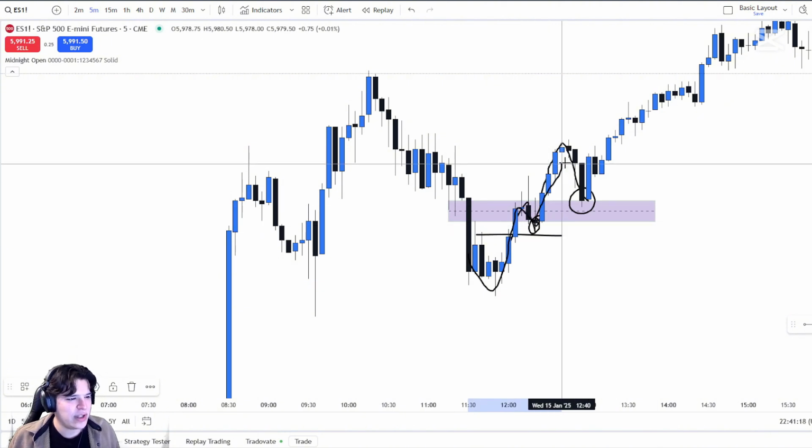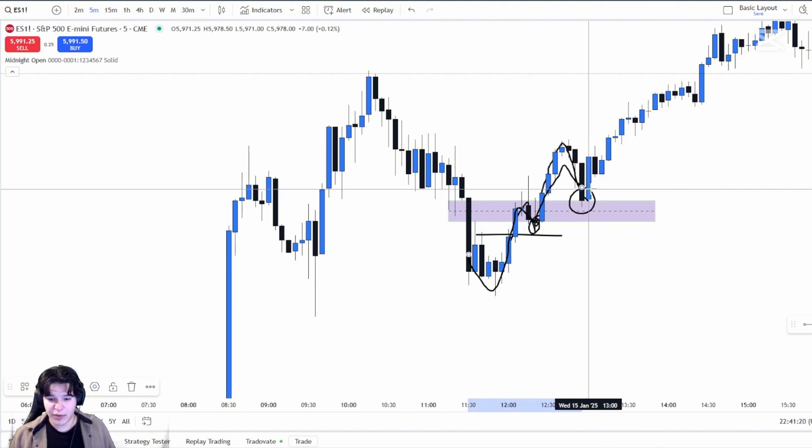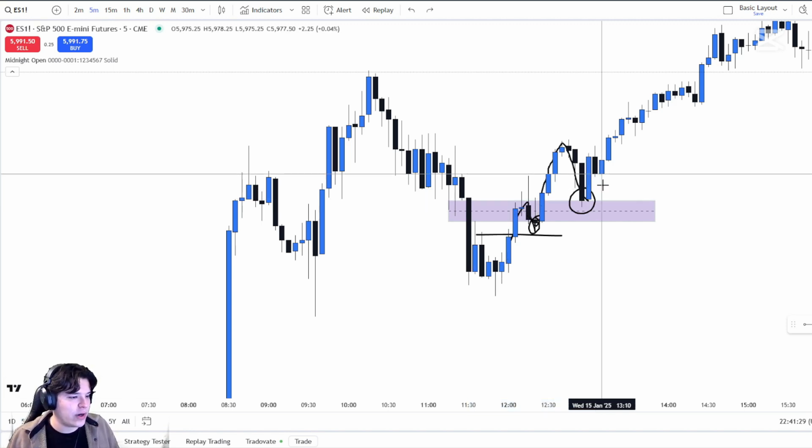This is now looking like a bullish trend on the 5-minute, which aligns with the higher time frame narrative and the narrative that we're seeing on the 15 and 30. So this aligns with everything. And that's the goal, right? Aligning our smaller time frames with the narrative on the higher time frame.